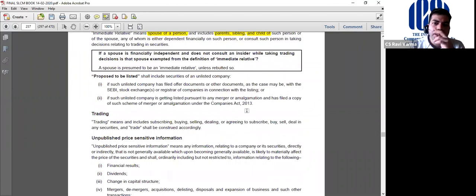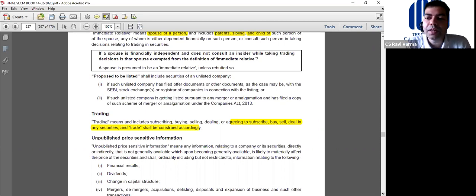When we talk about trading, it even means agreeing to buy or sell something. It's not necessary that you execute a trade. For example, even if you have entered into an agreement on the basis of unpublished price sensitive information, it can be trading, because these are trading by an insider. It is only an agreement, but agreeing to buy or sell is also a trade.